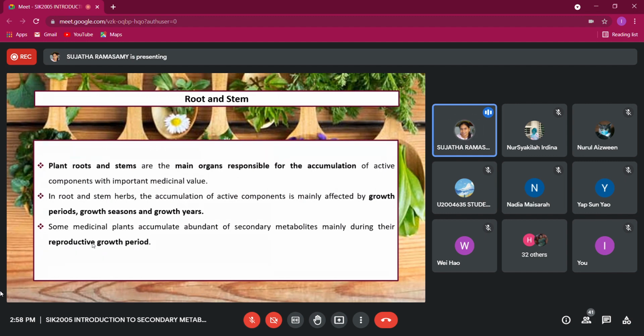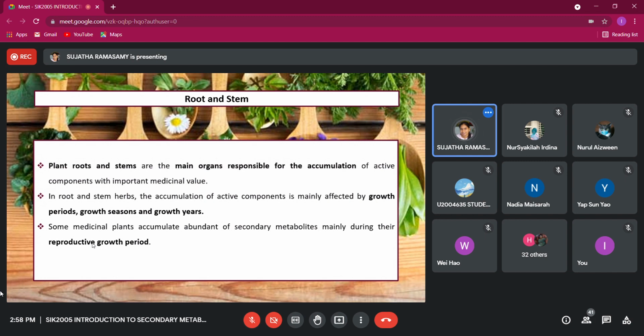And the accumulation of these secondary metabolites will differ by periods of time, by the season, raining season or sunny season, or the growth years. So that's why we have to say pokok ni dah usia berapa lama. Then we know, is it good for the treatment? When you want to harvest the plant, you want to harvest the plants at which temperature? Because if you harvest during this time of year, the secondary metabolite is higher.